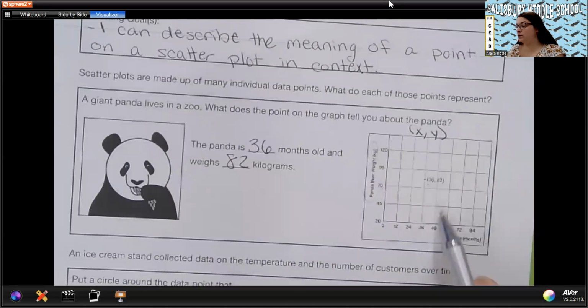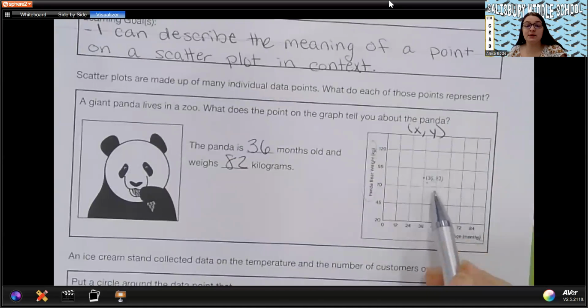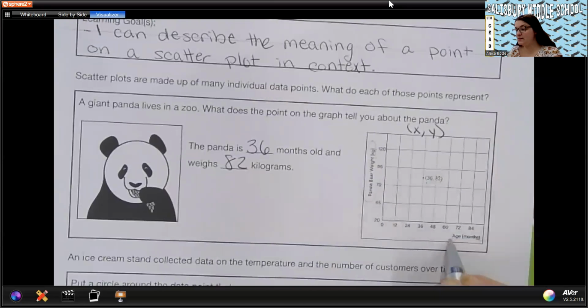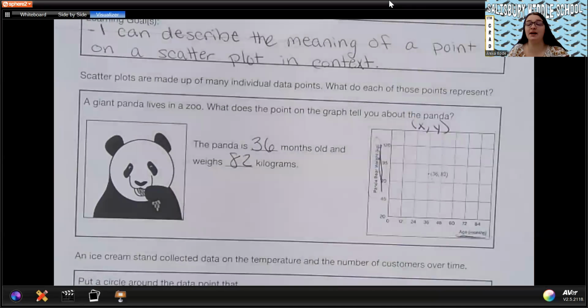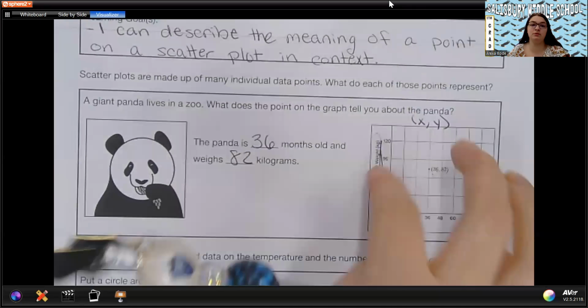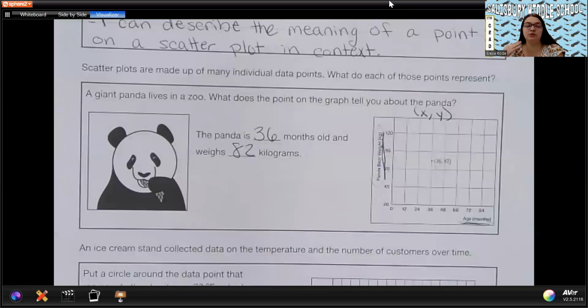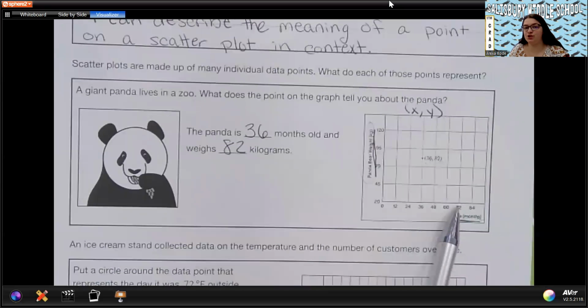So you want to look at the number or the point. Sometimes you won't have a number given to you with the points. And you need to make sure that you're paying attention to the labeling. You cannot give context if you don't know what we're talking about. Again, if we were talking about apples and pears, that would not show on this graph. This graph is showing age and weight.